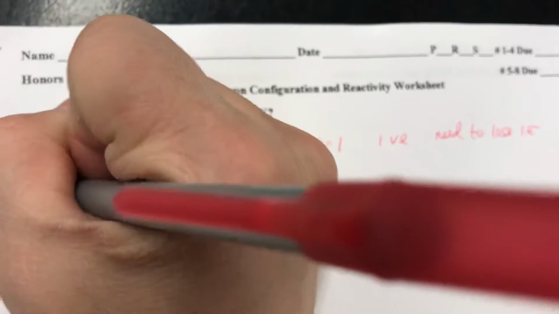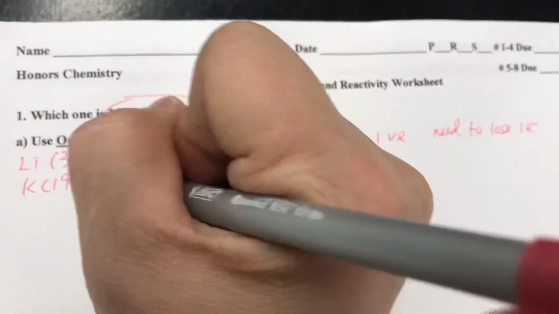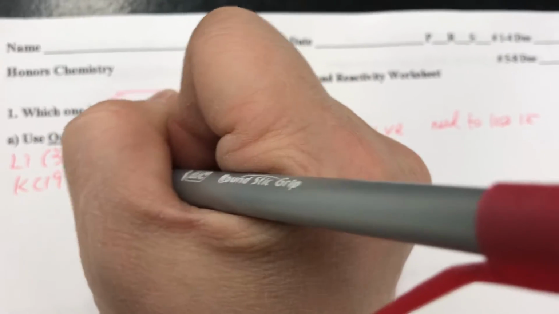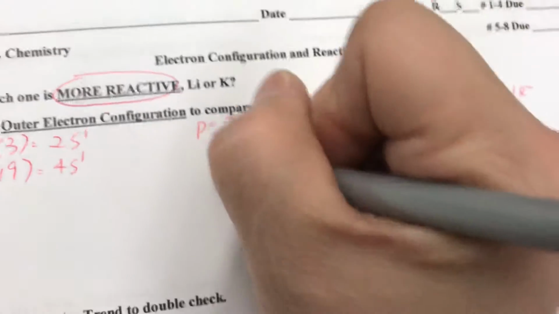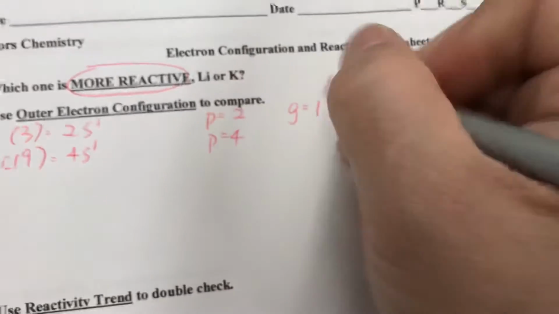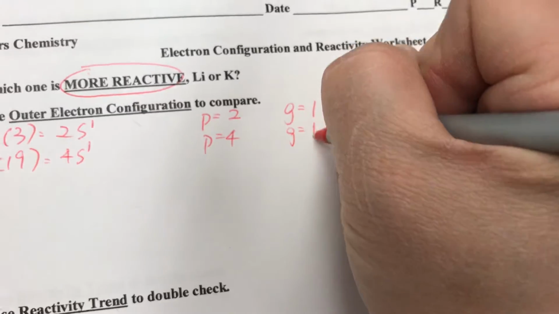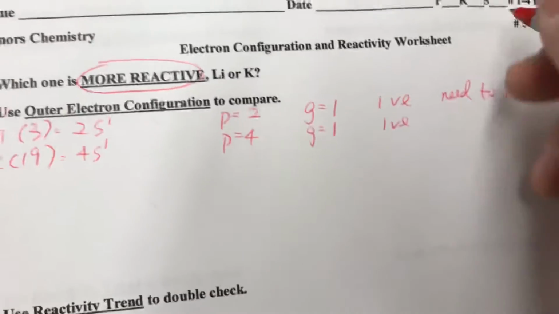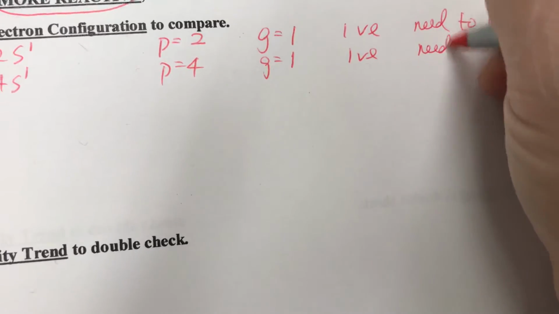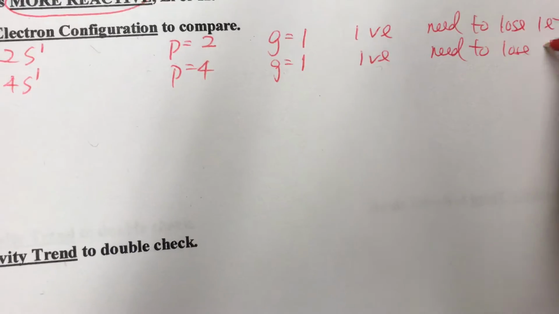And then K has atomic number 19. So the outer is 4s1, so the period is 4. Group is 1, 1 valence electron, and it also needs to lose 1 electron.